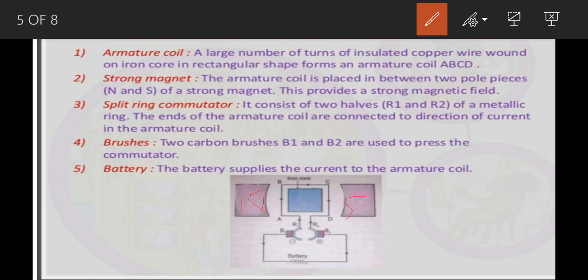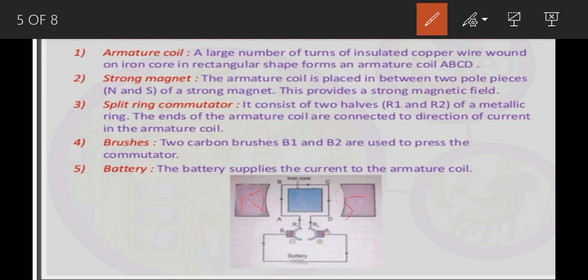So these split rings work as a commutator, which will not allow the wires to get twisted, so it is easy for the coil to move. Because of these split rings, the current moves in one unidirectional form as in a DC motor. As we are discussing, an electric motor is nothing but a DC motor. In a DC motor, we have these 2 split rings. They do not allow the wires to get wound up, and the direction of current remains unidirectional.